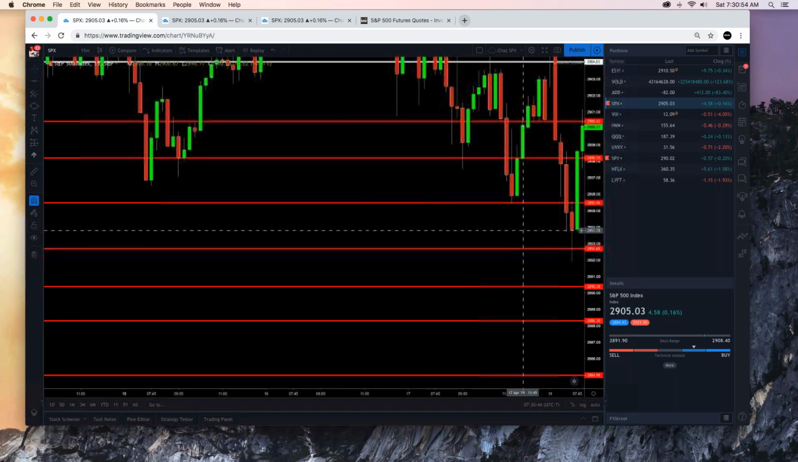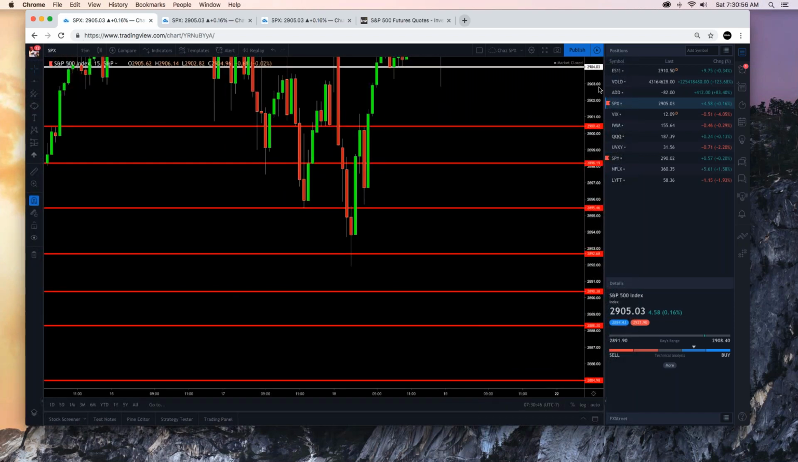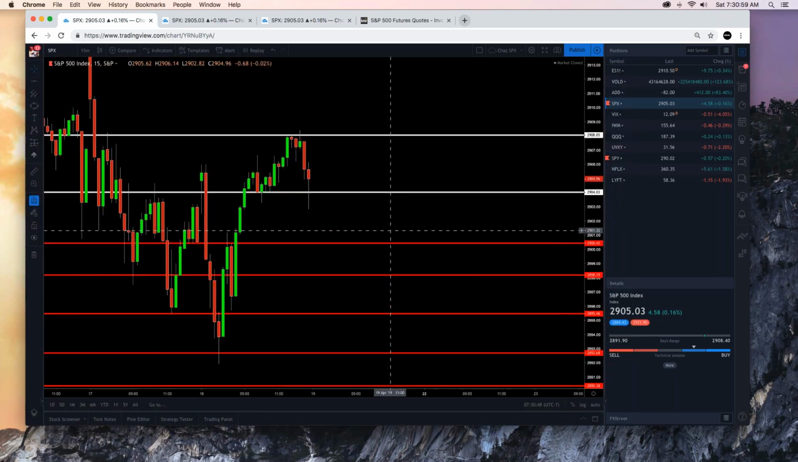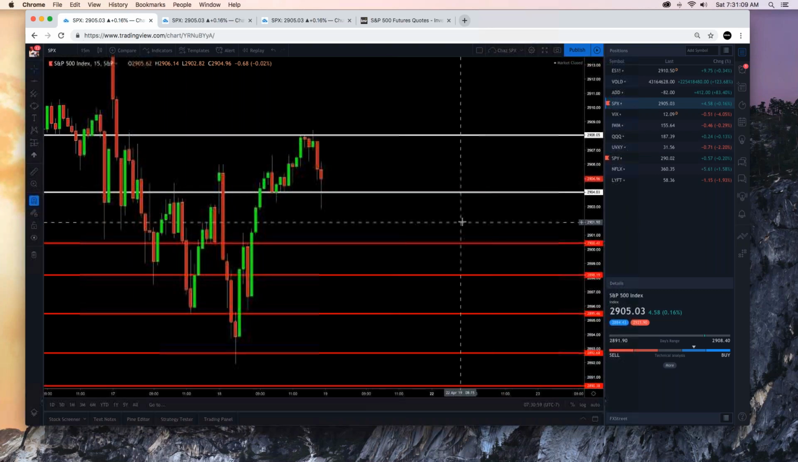Okay. The areas that we drew in so far, if you guys want to write them down, we started with the pivot channel for the close on Thursday. So our top side of the pivot is 2908. The bottom side of the pivot is 2904.